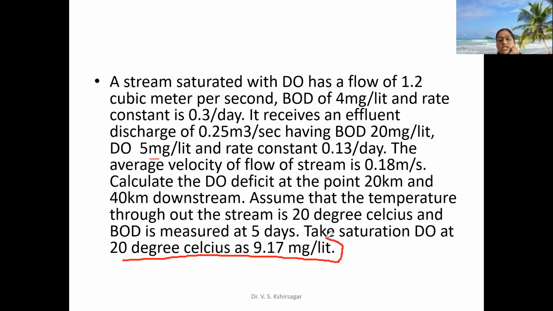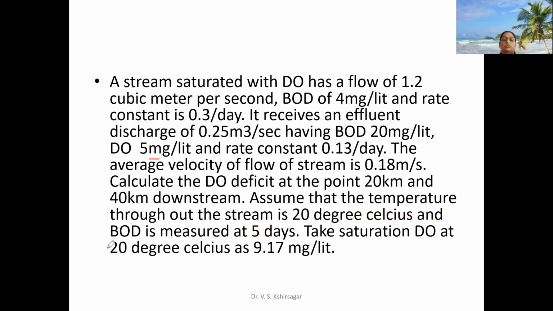If sometimes the saturated level of dissolved oxygen is not given, you should take this one, as there is a standard correlation between temperature and dissolved oxygen level. Usually stream temperature is considered as 20 degrees Celsius, and that's why we perform the BOD experiment at 5 days. If it is not mentioned in the example, you can directly take 9.17 milligram per liter as the saturation level of dissolved oxygen.